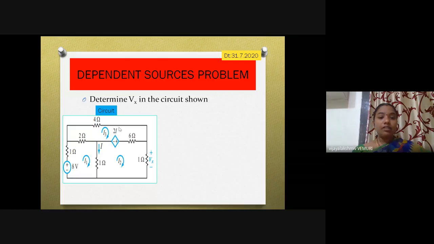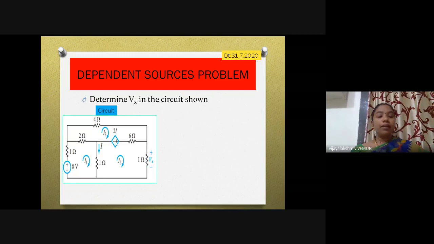Which parameter is it depending on? If it is given as V, then it will be a voltage dependent voltage source. Since it is given as I here, this is a voltage source depending on some other current. That current I is the current flowing through this 1 ohm resistor. So this will be a current dependent voltage source.